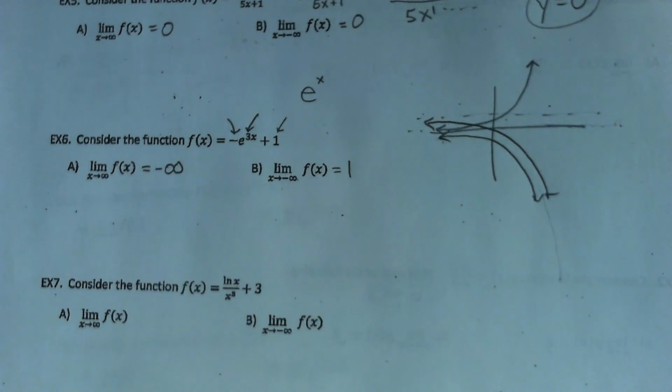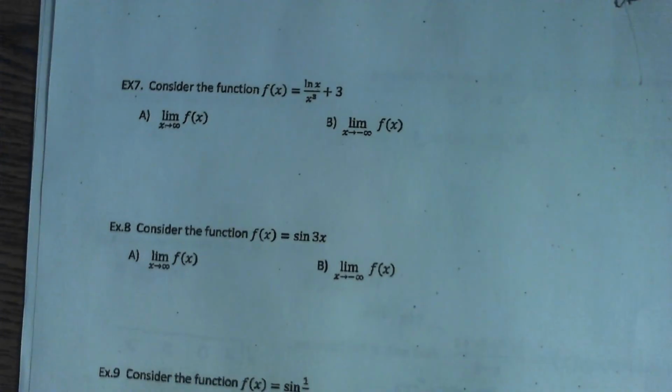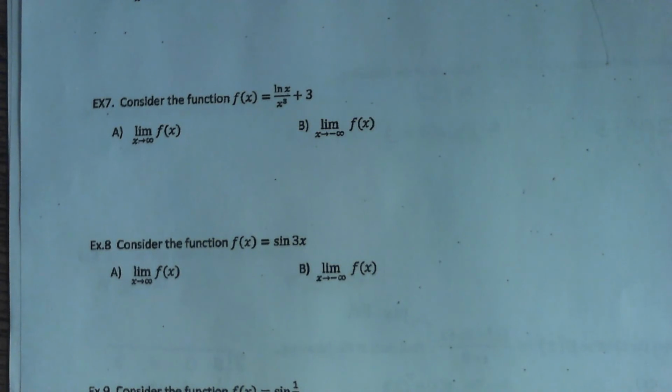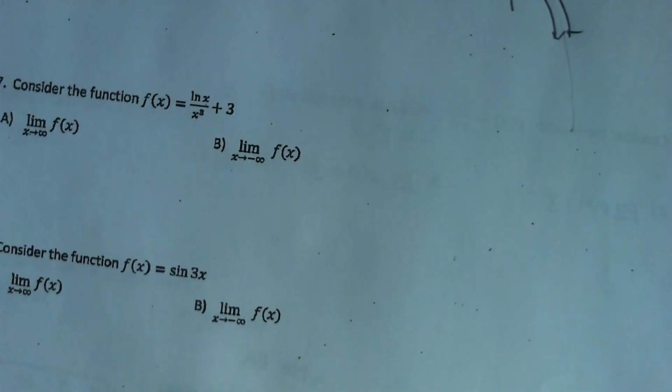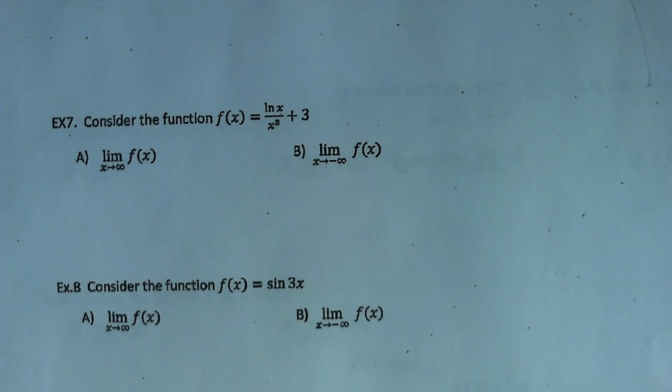Okay, any questions on that? All right. Oh, I don't like the look of this. Not one bit. Natural log of x divided by x to the third plus 3. Honestly, I can't even begin to imagine what this graph looks like because I can't even argue that this is a rational graph. A rational crossed with a log, I don't know.